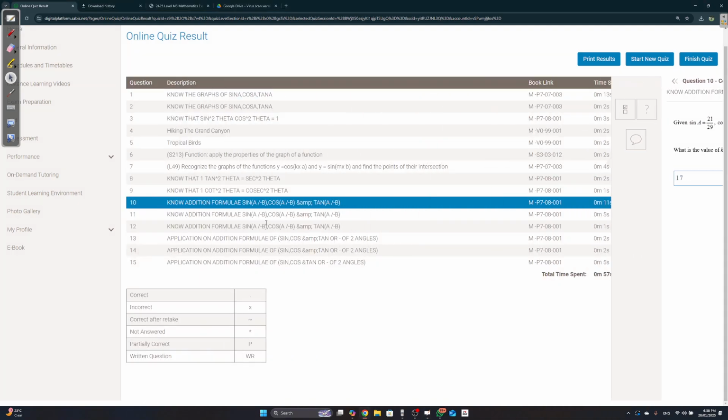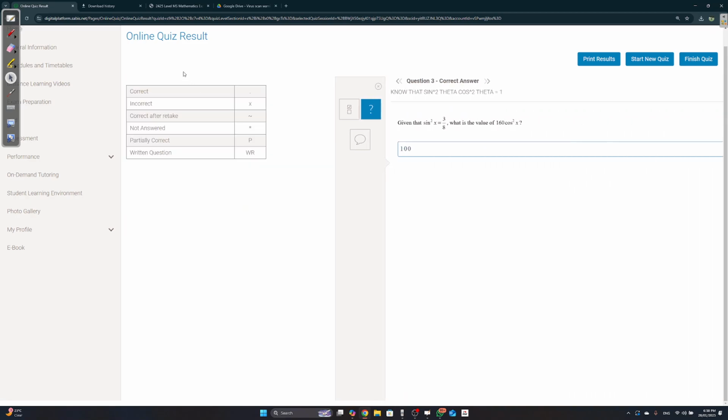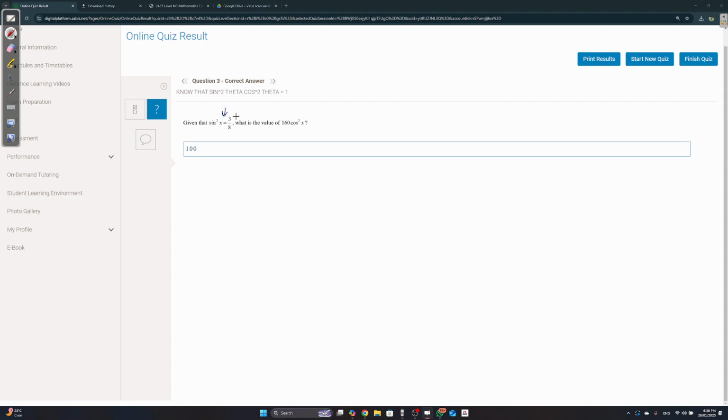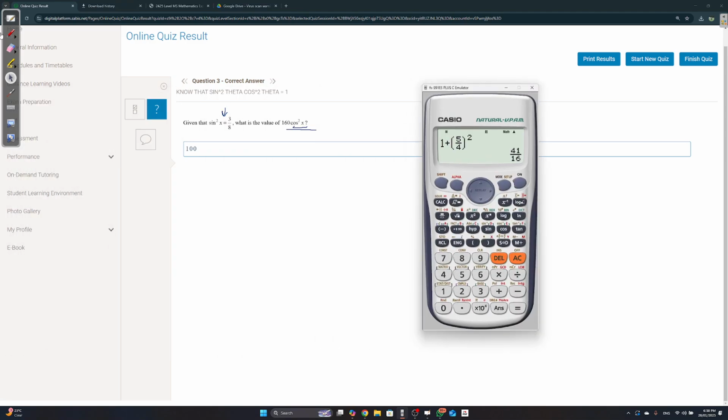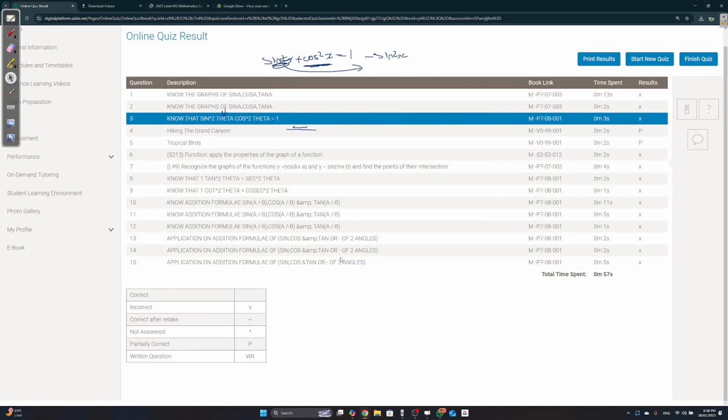Question 10. Okay, I think all that's left are the sine a plus b formulas. I didn't do question 3. Given that sine squared x is equal to 3 over 8, what's the value of 160 cosine squared x? First, let's find cosine squared x before finding 160 cosine squared x. We know sine squared x plus cosine squared x is equal to 1. So cosine squared x is going to be 1 minus sine squared x. So 1 minus 3 over 8, that's cosine squared x. But times 160, it's going to become 100. Very, very easy.